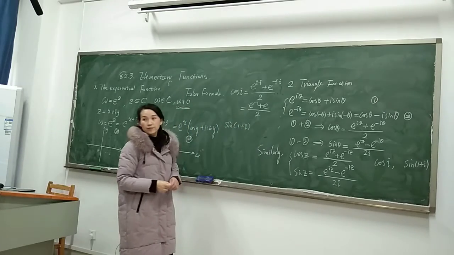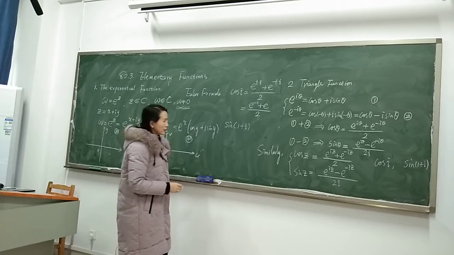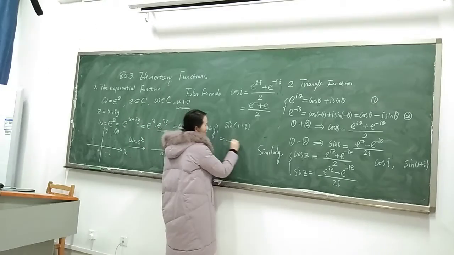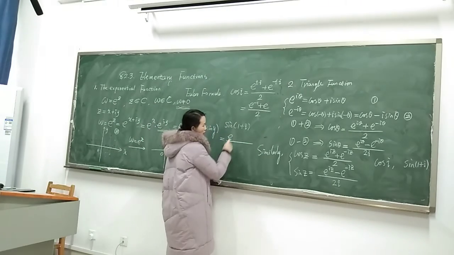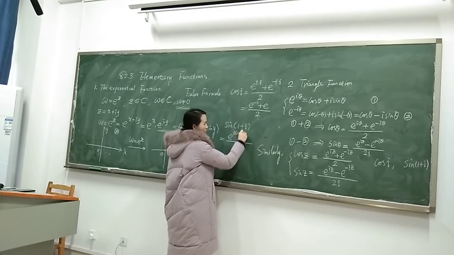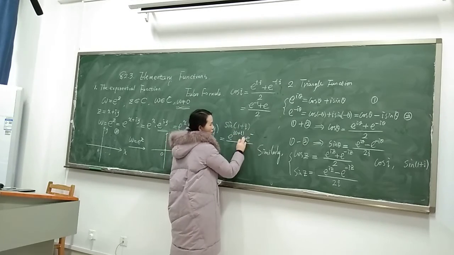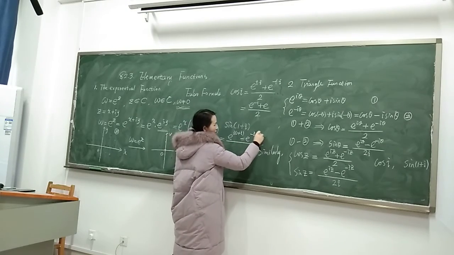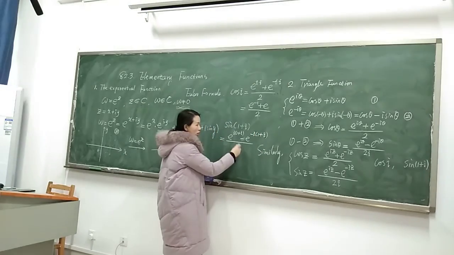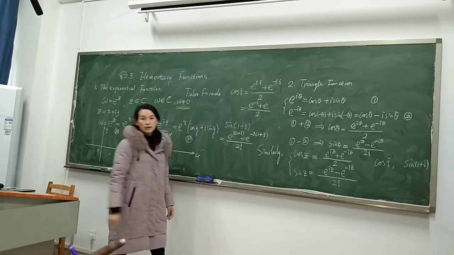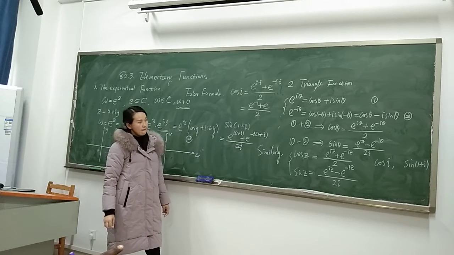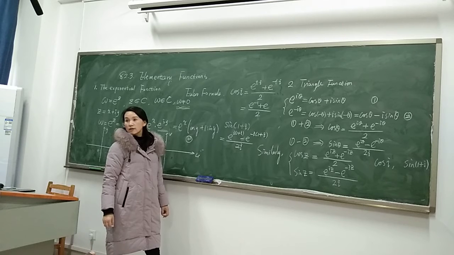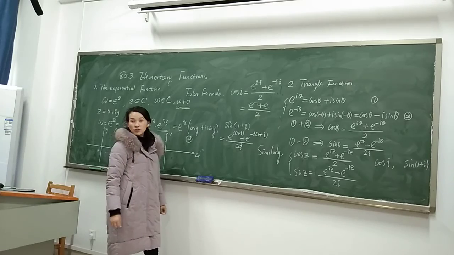The second one, sin(1 minus i). This one you can also write as e^(i(1 plus i)) minus, this is negative, e^(-i(1 plus i)) over 2i. Yes or no? Any question? Okay, so continue.